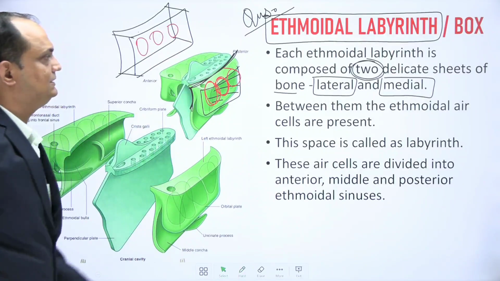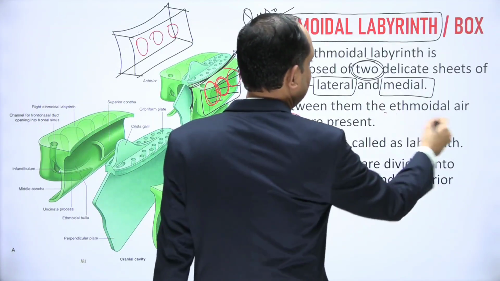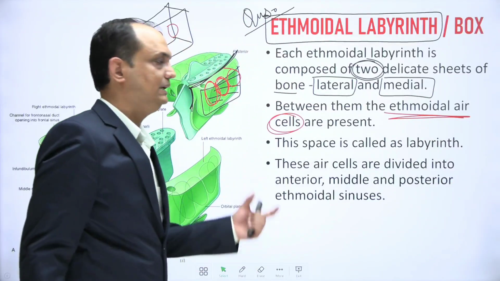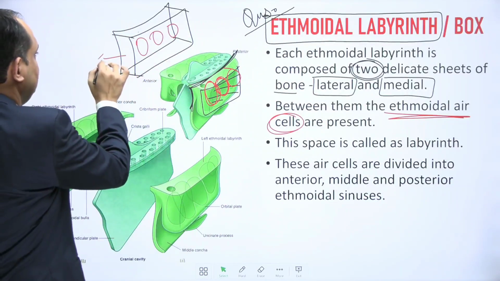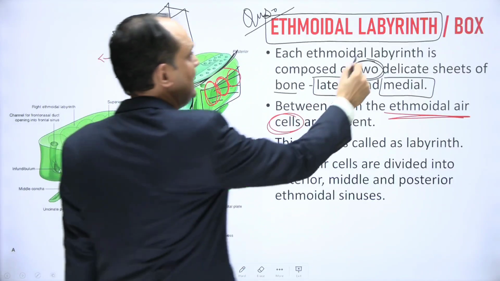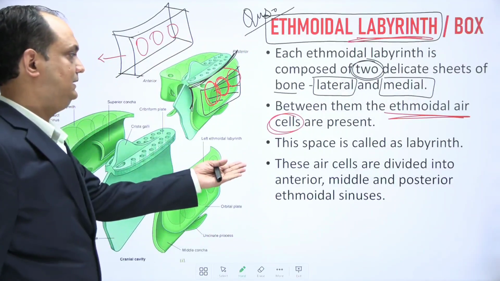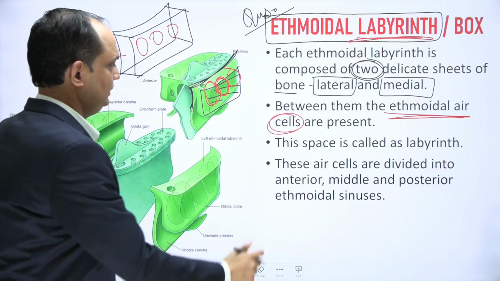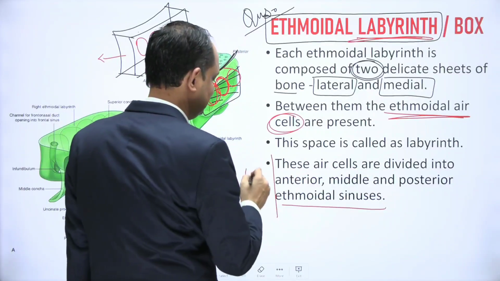So you have to understand that between the two plates the air cells are present, which are known as ethmoidal air sinuses, and this box is now labeled as the labyrinth of ethmoid bone or ethmoidal labyrinth. These air cells are divided into the anterior, middle and posterior ethmoidal sinuses.